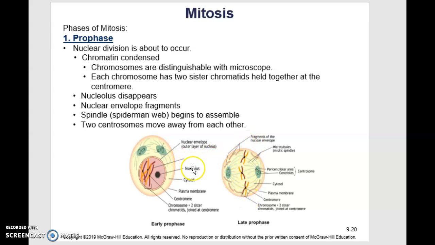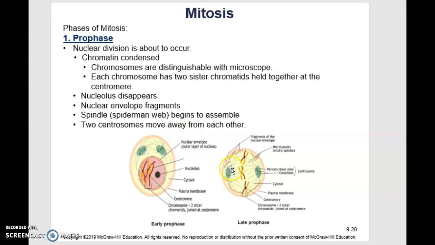Now in prophase, the nucleolus, this little part in the center of the nucleus that we talked about in the last chapter, it's going to start to disappear, and it is going to disappear. The nuclear envelope, so the membrane around the nucleus, it's going to fragment and eventually dissolve. And these spindles are going to start forming. Spindles are those Spider-Man webs that we've talked about before. The Spider-Man webs that come out of the centrioles, which are in the centrosome. The centrosome is the organelle. The centrioles contain the spiderweb fluid, and the spindles are the spider webs.